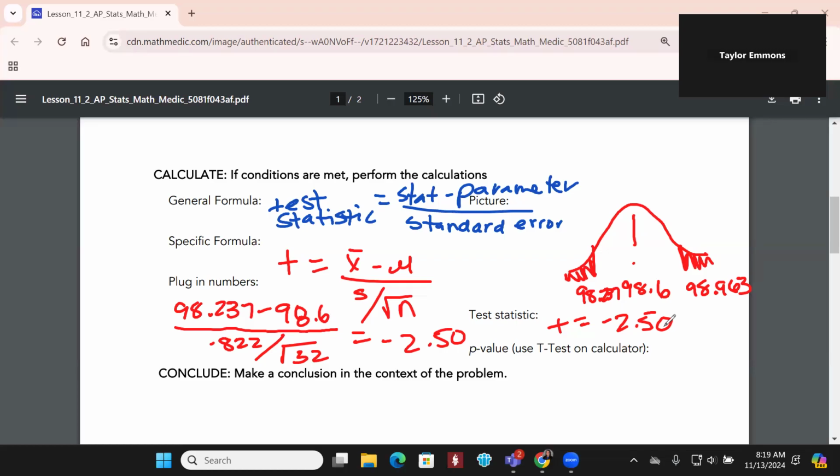So hey, how do you find the p-value on your calculator? You could go to that one.